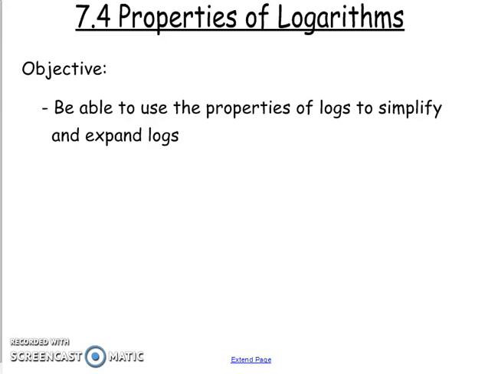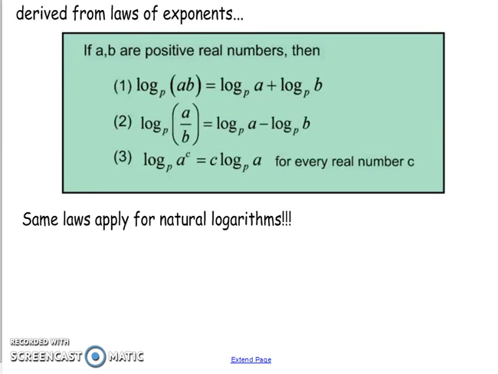Today we're going to be able to use the properties of logs to simplify and expand logs. So here are some of the properties of logs, and they're derived from the laws of exponents.